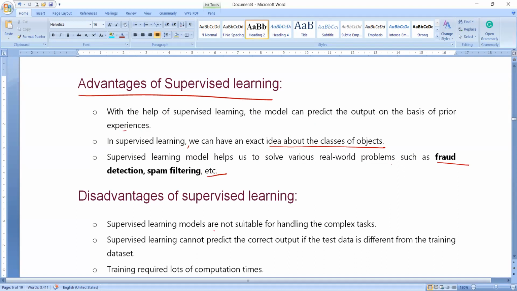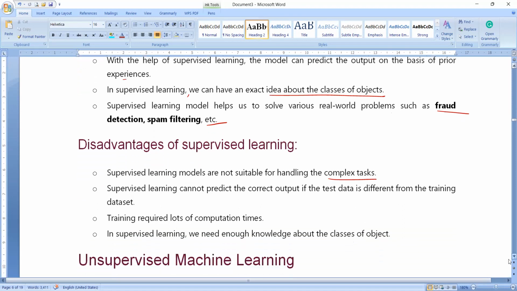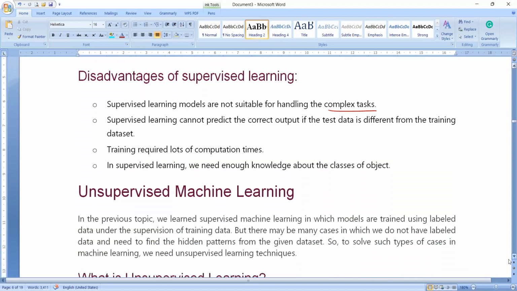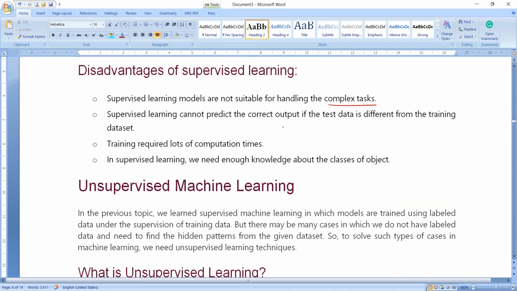And the disadvantages are: supervised models are not suitable for handling complex tasks, and only some labeled data, some limitations are there. And supervised learning cannot predict the correct output if the test data is different from the training data set. Test data should always be a subset of the training data set. Then only it works. Otherwise, it cannot predict the output.